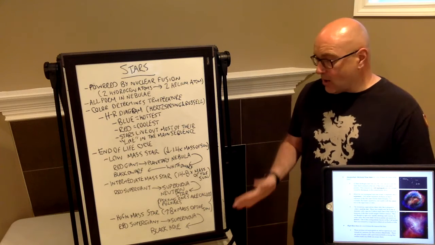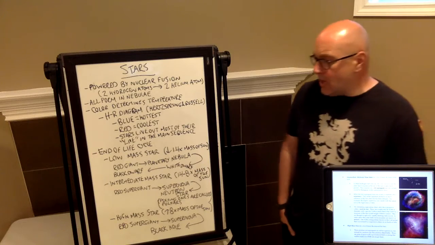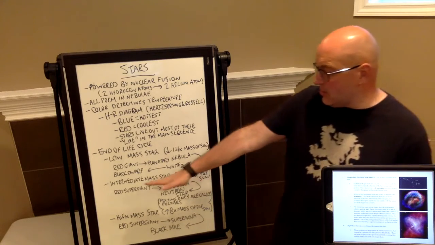The final type of star are the high mass stars. These are the ones that are 8 times or larger than the sun. These stars will undergo a very similar process to the intermediate mass stars.